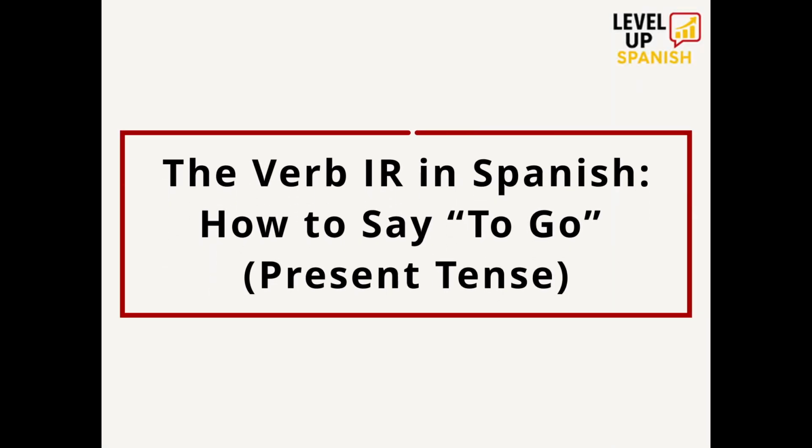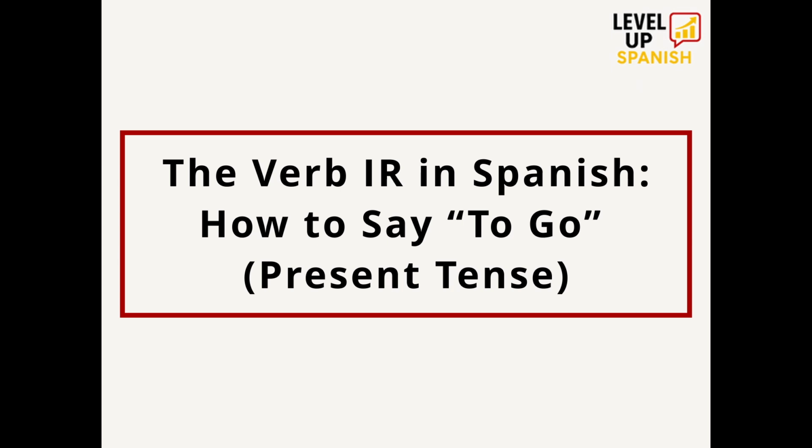Hello and welcome. In this lesson, we'll learn how to use the Spanish verb ir, which means to go. It's an irregular verb, so its forms don't follow the usual patterns. But don't worry, you'll soon know how to say things like I go, you go, and we go with ease.